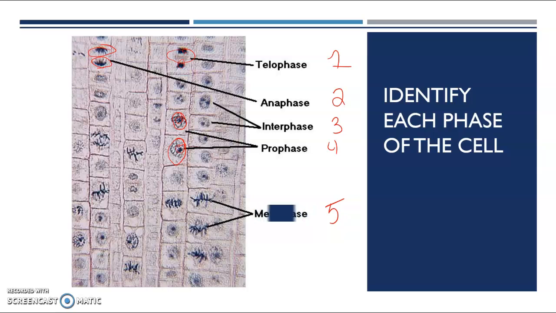And number 5, metaphase. You can see a line in the center of the cell where all those centromeres are lining up. They're meeting in the middle.